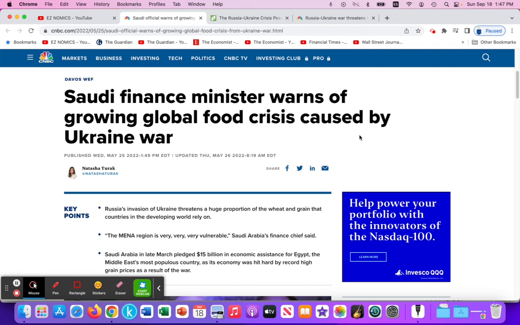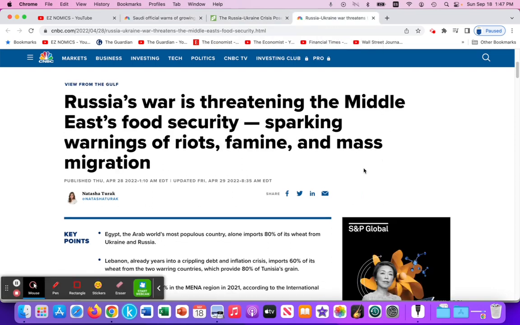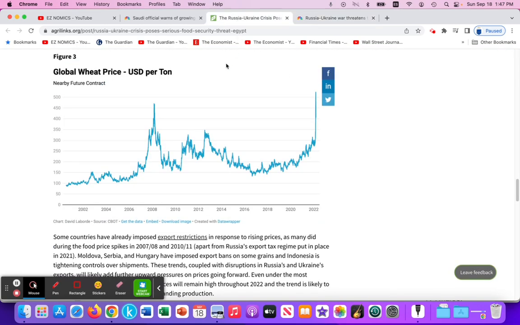wheat into the global market, could lead to a potential food crisis causing riots, famine, etc. Again, this article highlights that concern, and that could lead to mass migration in the region of the Middle East and North Africa. And this article provides a look at a particular country and the impact of this within Egypt.